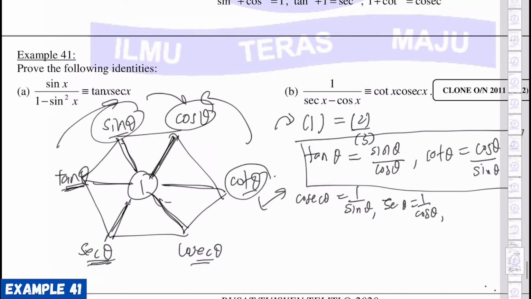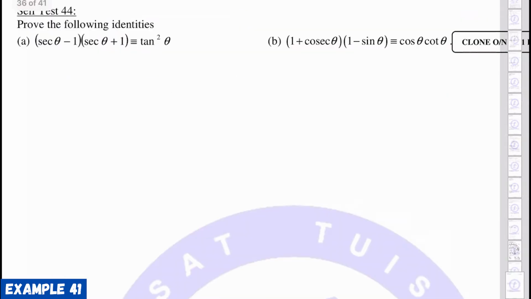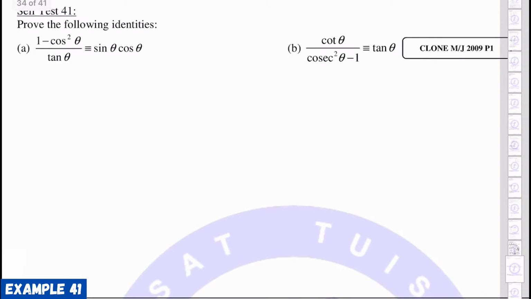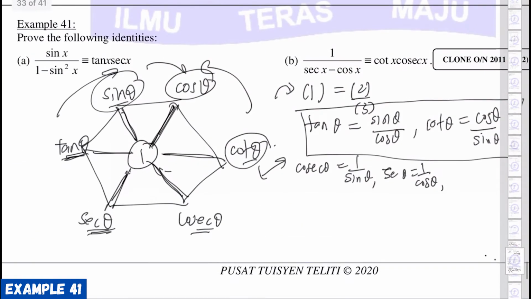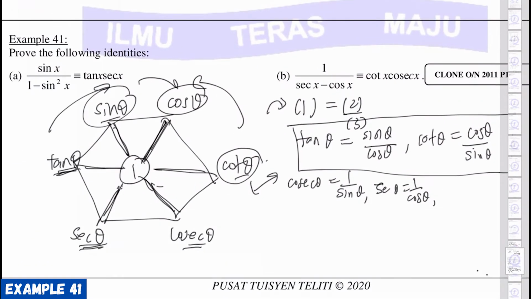Okay, and the third one is cotangent. Sorry, it will be over here. So cotangent is 1 over tangent. So the third one is over here. Can you see? You go across.